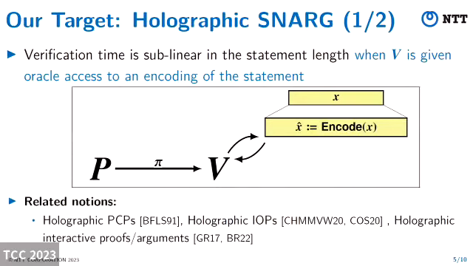Now, the target of this work is holographic SNARGs, which achieve sublinear-time verification by considering a verifier that is given oracle access to an encoding of the statement. So instead of considering a short digest of the statement, in holographic SNARGs we consider a long encoding of the statement, and the verifier reads only a small part of the encoding to achieve sublinear-time verification.